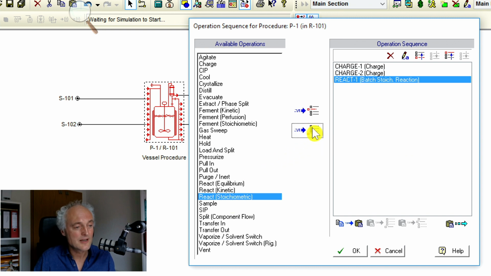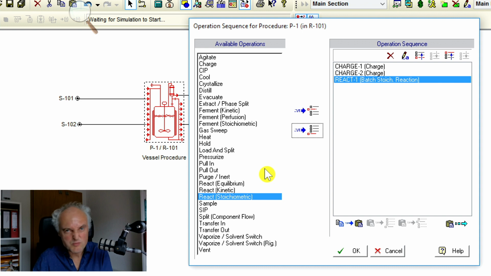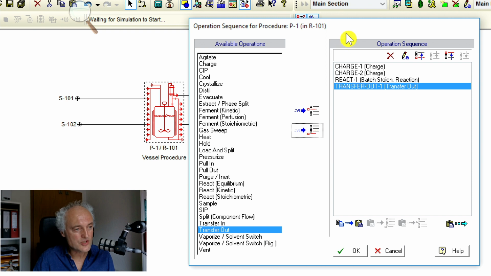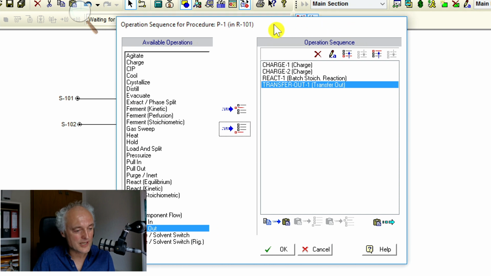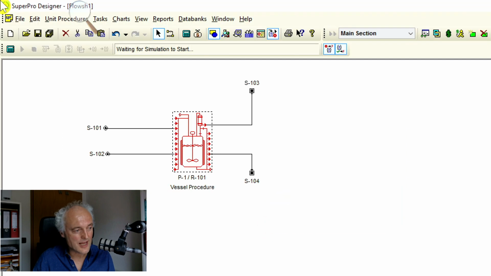So there we are happy. Reaction, stoichiometric reaction. And then at the end, we need to pump everything out. And this is then a transfer out operation. So now we have just added the operations we want to allow to proceed in this reactor.